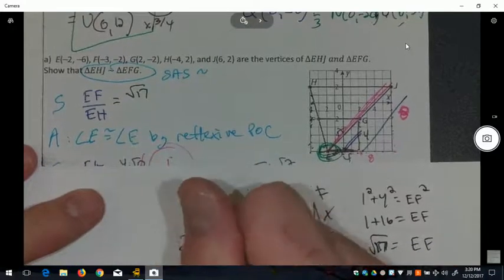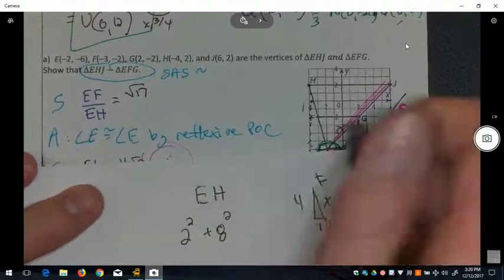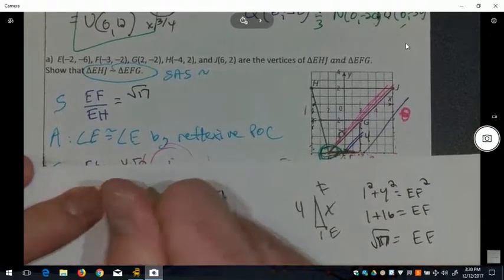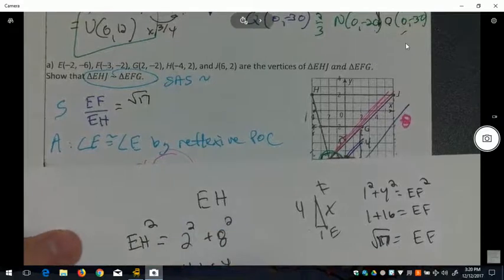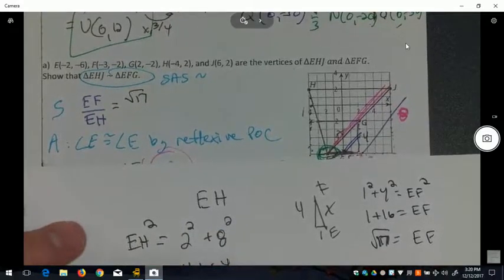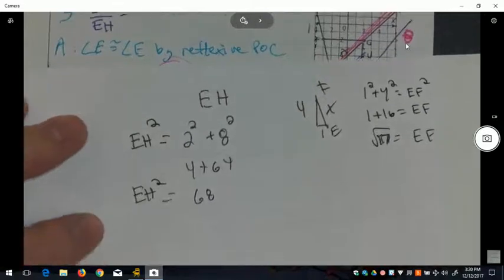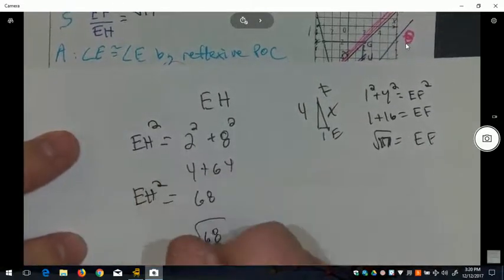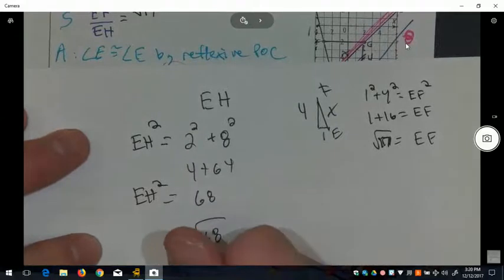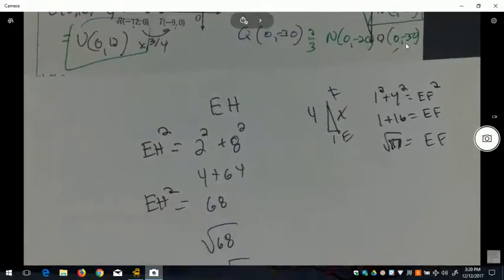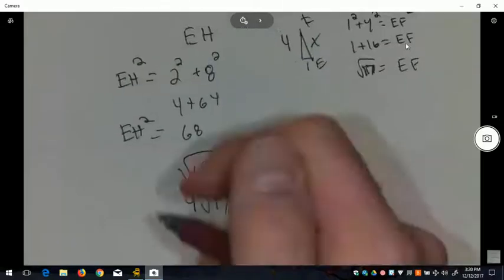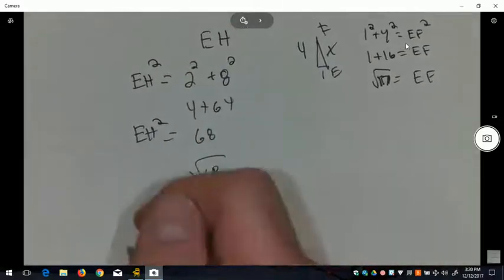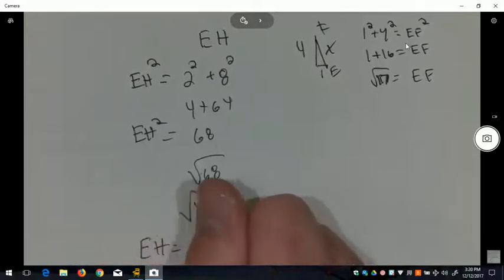So I have 2 squared and 8 squared. Those are the legs of the triangle. The hypotenuse is EH. So EH squared equals 2 squared plus 8 squared. So that's 4 and 64, which is 68. Taking the square root of 68, the only thing that goes into it is 4. 4 times 17, I think. I'm going to double check that right now. Square root of 68. 68 divided by 4 is 17. Perfect. So square root of 4 times square root of 17 is the square root of 68. So EH is 2 square roots of 17.